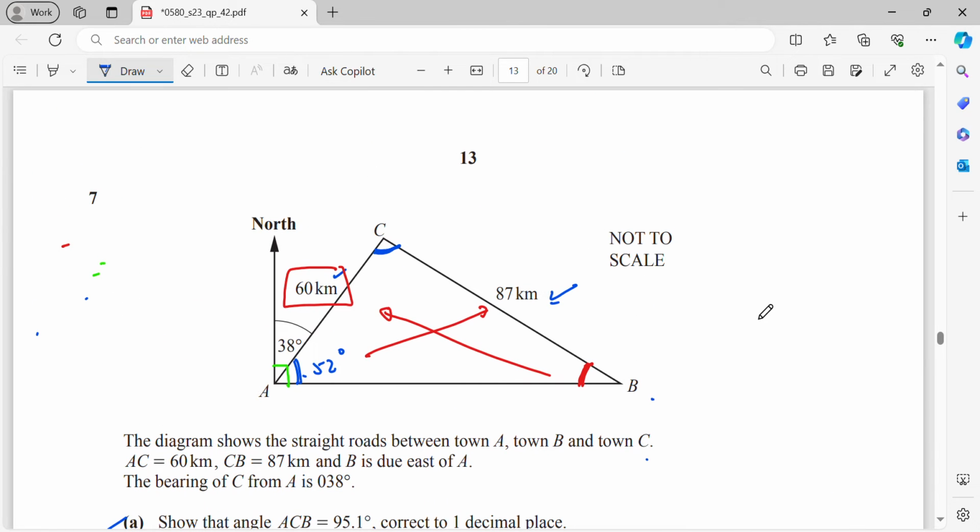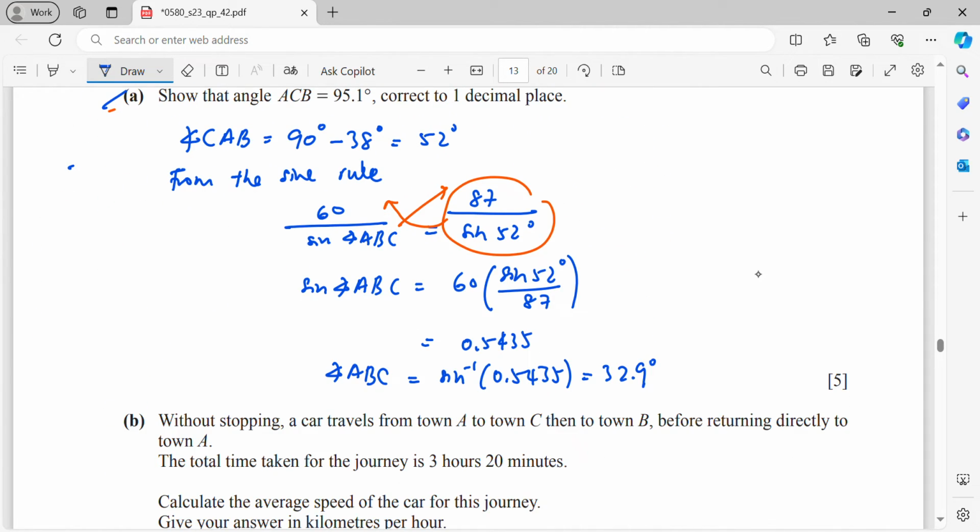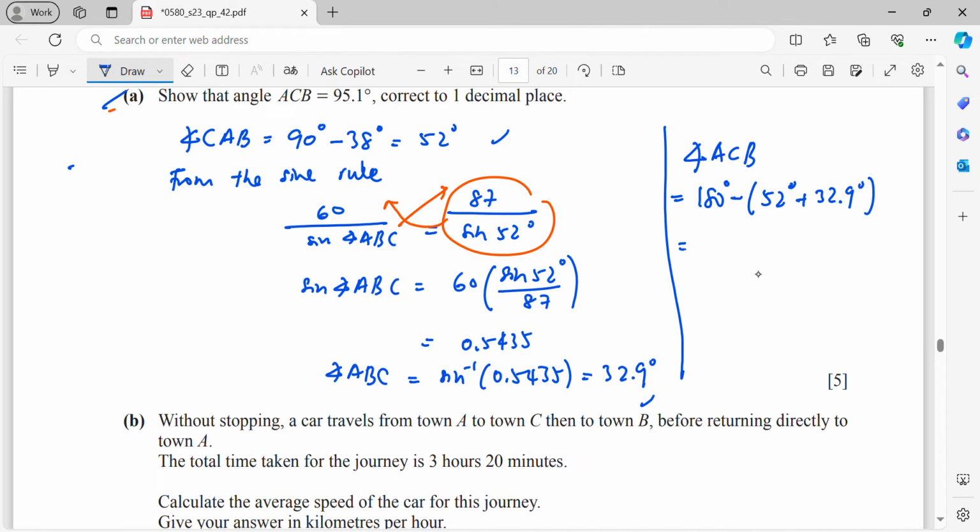Okay, so once I found this as 32.9 degrees, then to get the ACB, you just use 180 minus these two angles. So now my angle ACB equals to 180 minus 52 and 32.9. So this is going to be 95.1 degrees. So we have shown the angle ACB.